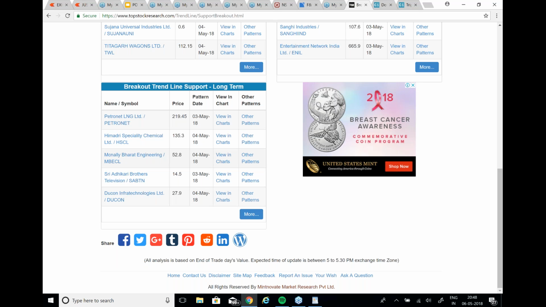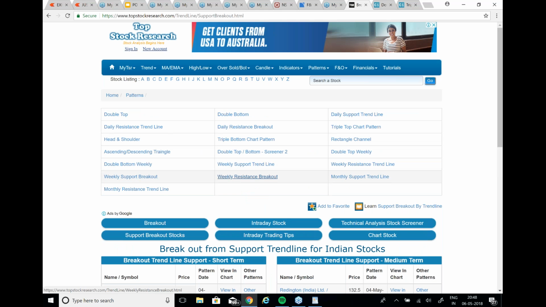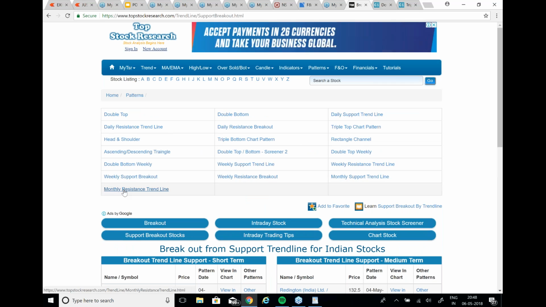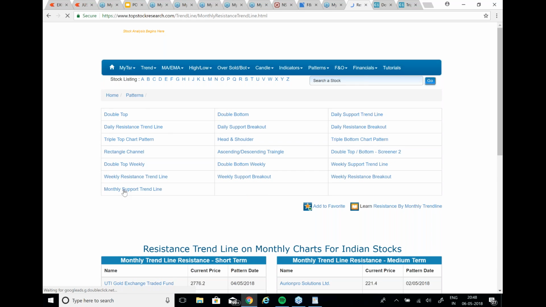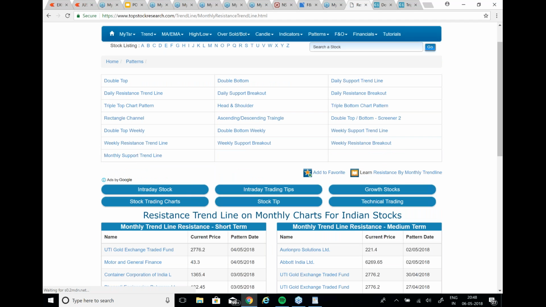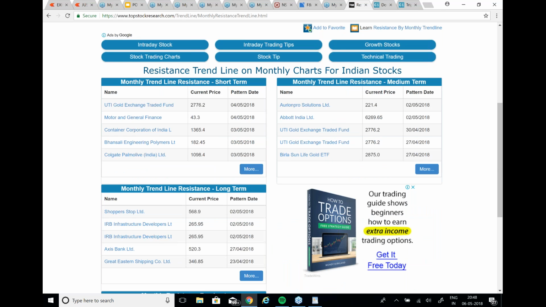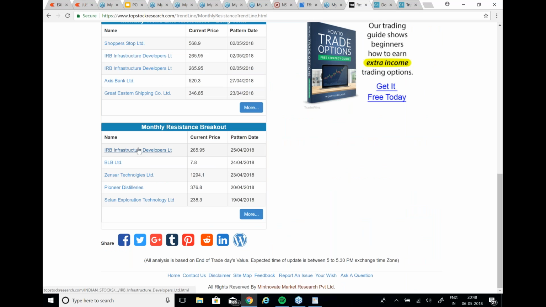Let's see if there is anyone which has broken the resistance. Support, weekly support line, monthly resistance trend line. So you will be able to filter out a lot of stocks from here, right? So in the short term, IRB Infrastructure Developers have broken the monthly resistance. Zensar has broken the monthly resistance. Pioneer Distilleries has broken the monthly resistance, right? So you can find out from here what's happening with respect to the resistance and support.